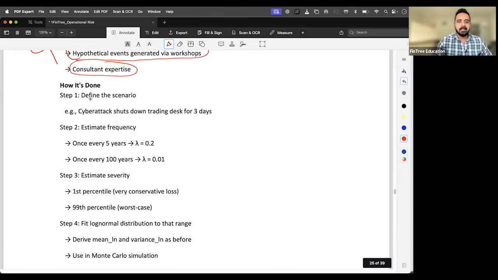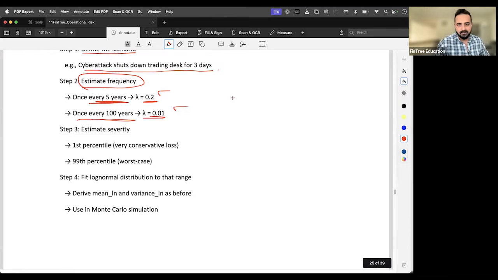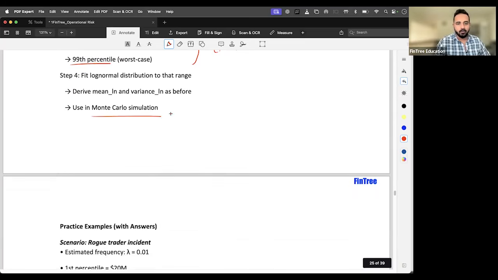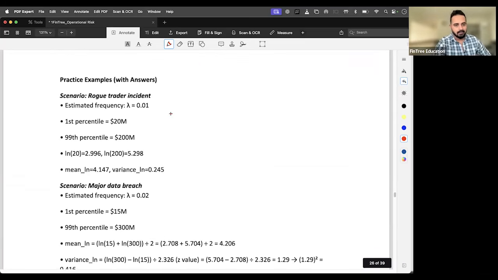How is it done? Define the scenario. Let's say a cyber attack shuts down the trading desk for 3 days. Estimate how frequently this will happen. If it's expected to happen once every 5 years, then you assign a lambda value of 0.2. If it's expected to happen once over 100 years, you assign a lambda value of 0.01, which is simply 1 divided by 5 or 1 divided by 100. Then estimate the severity of each, 1%, 99%, remember log normal distribution, and then finally you want to run Monte Carlo.